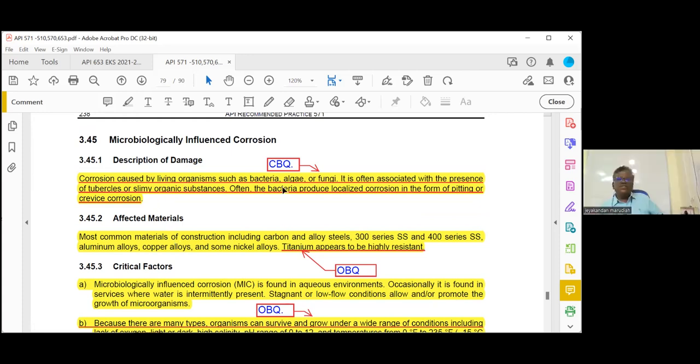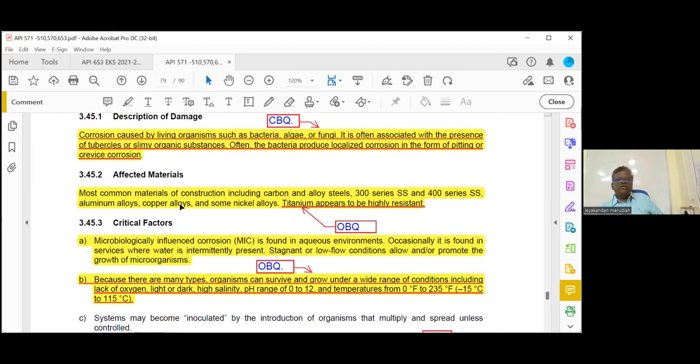Corrosion caused by living organisms such as bacteria, algae, and fungi. It is often associated with the presence of tuberous or slimy organic substances. Often the bacteria present cause localized corrosion, pitting, and crevice corrosion. Crevice means gap. Okay, close book question. All common materials are affected; titanium appears to be highly resistant. That is an open book question.